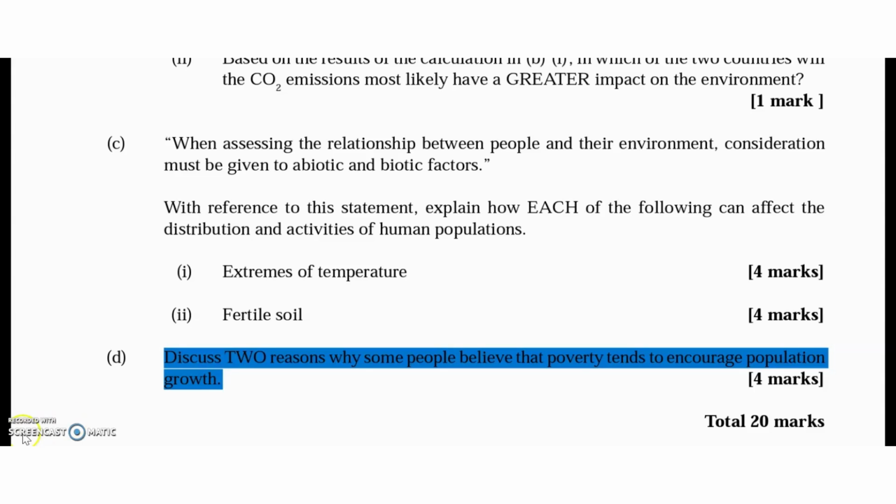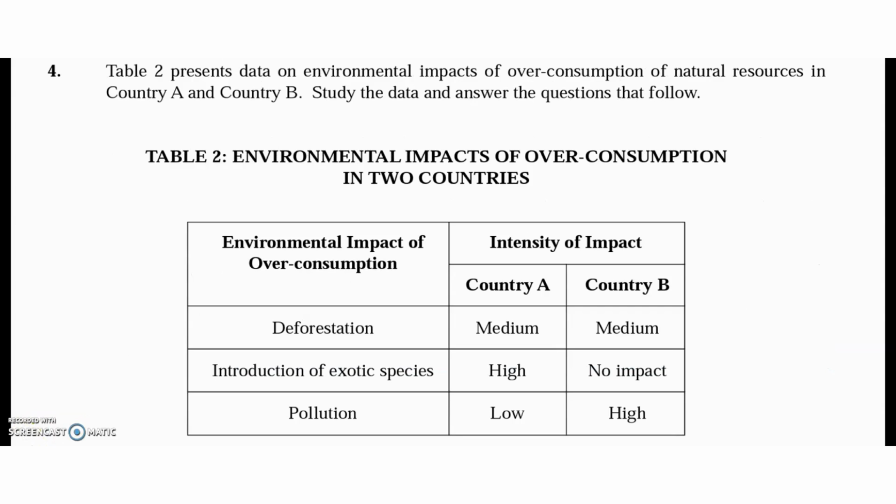All right, so table 2, question 4 presents data on the environmental impact of overconsumption of natural resources in countries A and B. Study the data and answer the questions that follow. Look at the table for me. Take approximately a minute or two to understand what the table is saying. You are seeing the environmental impact of overconsumption, inclusive of deforestation, introduction of exotic species, and pollution, and we are actually seeing the impact associated with country A and country B. Medium, high, no impact, low, high. So keep that in mind. Focus on this for approximately a minute or two.